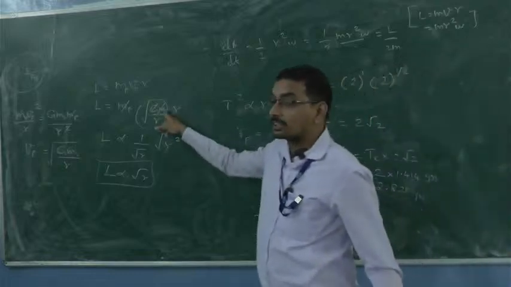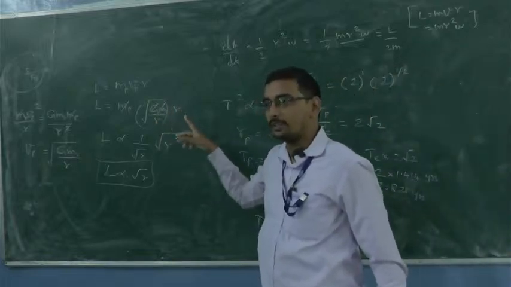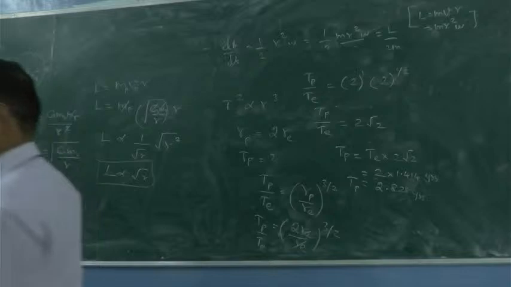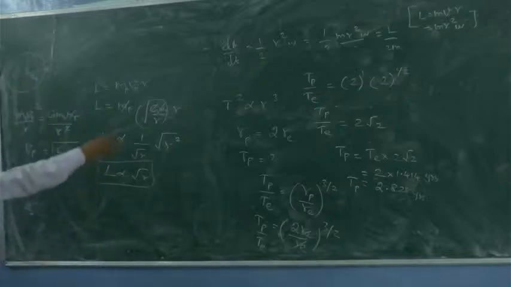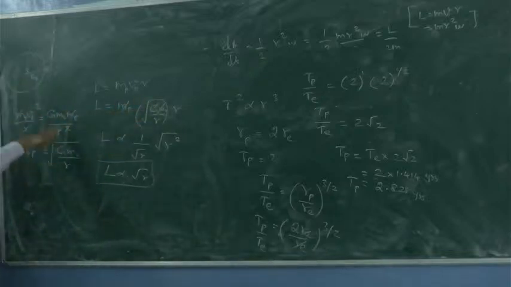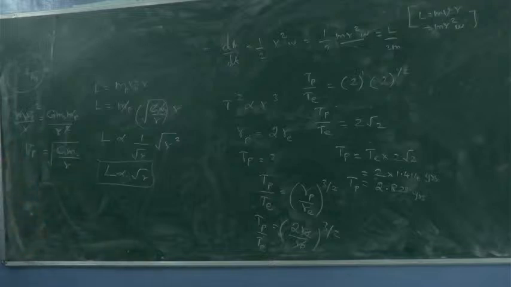Here m subscript s means the mass of the sun. How we obtained this equation means using this concept. Which two forces are equal here? Centripetal force and gravitational force.